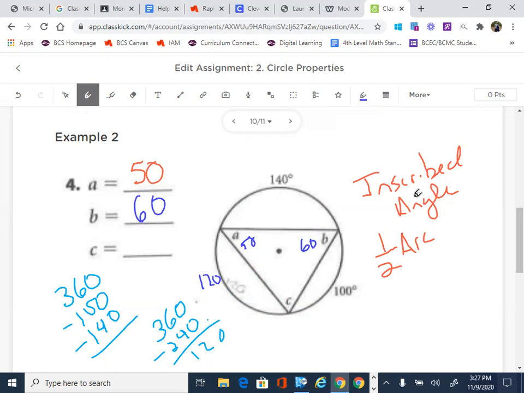Or since we're dealing with circle properties, I can once again look for an inscribed angle and what arc it grabs. Okay, and it grabs that 140. So what is 1/2 of 140? Well, 1/2 of 140 is 70. Hope that helps out.